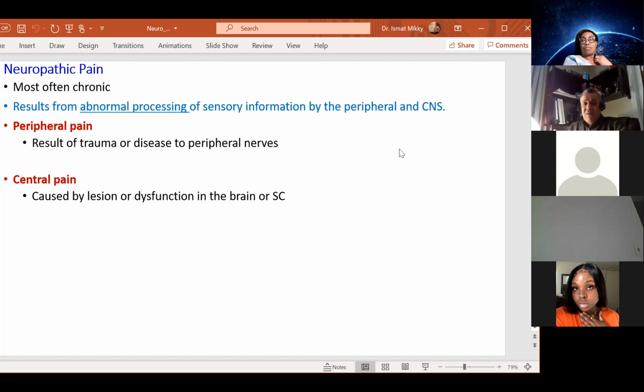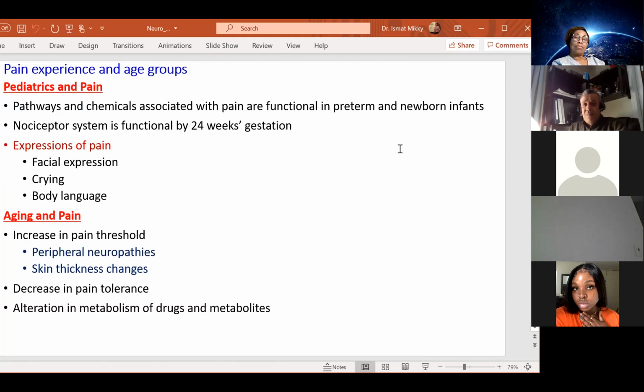Central pain, an example of that would be phantom limb pain. Phantom limb pain is pain experienced post amputation. Patients can still feel that pain as if they still have the limb that was amputated. They will also benefit if they take Neurontin, gabapentin, to relieve that type of pain as well.